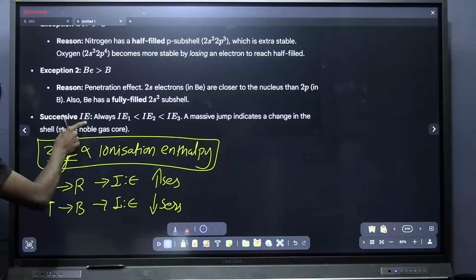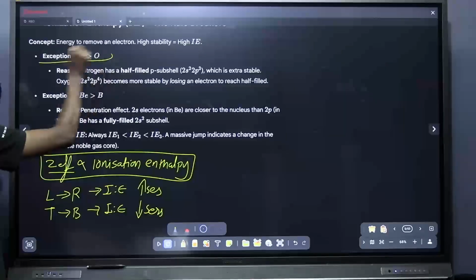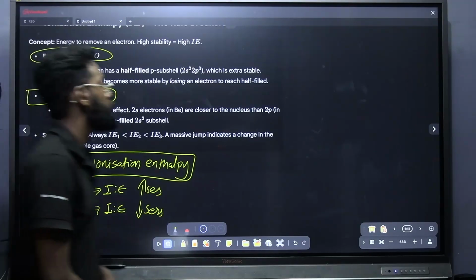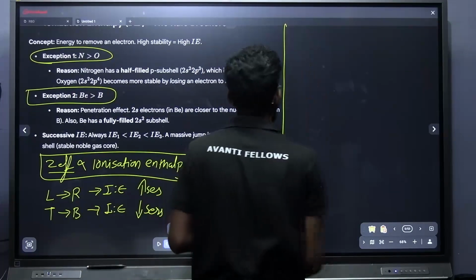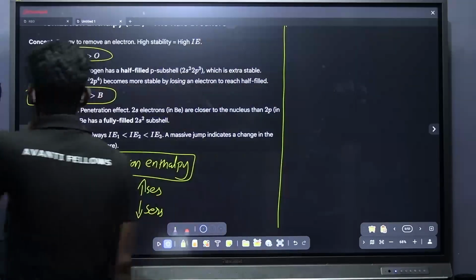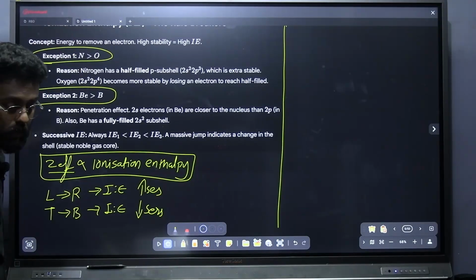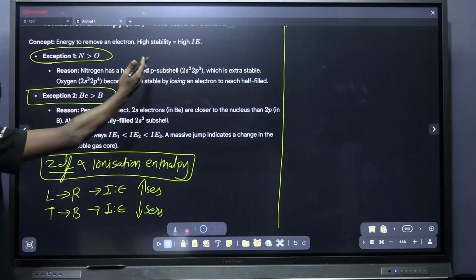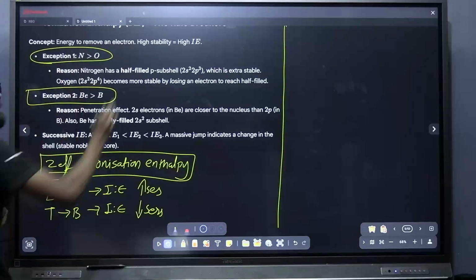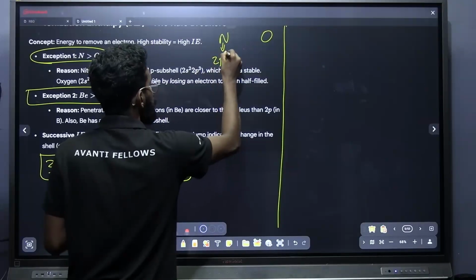But questions from the general trend are very few. Questions will be coming from the exceptions. And here I want everyone to take a note of the 2 exceptions in the, sorry, not group 2, period 2 elements: nitrogen and oxygen. Normally we would think that oxygen will have the highest ionization enthalpy because oxygen is on the right side compared to nitrogen. But here nitrogen has the highest ionization enthalpy. What is the reason? Because of the half-filled configuration.